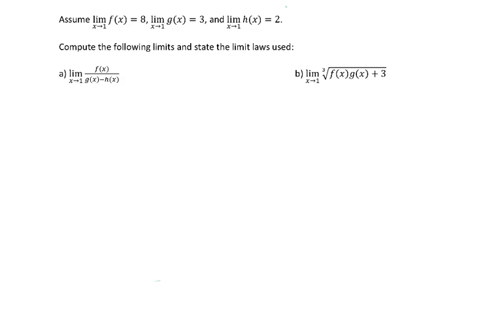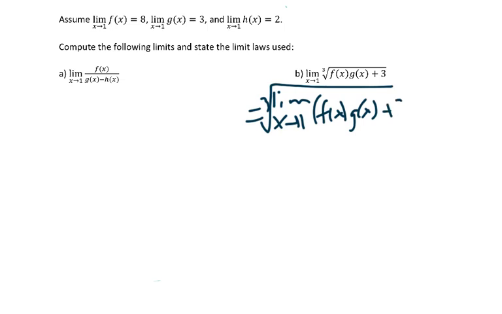Okay, so let's try the second example. This one needs f of x and g of x. It has a constant in it, and it has a power in it. So we can use the power rule and put that limit underneath the cube root. So we're going to say limit, cube root of limit as x goes to 1, f of x, g of x plus 3. And that was power.